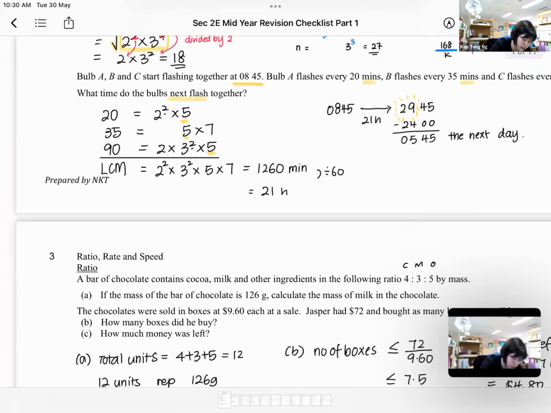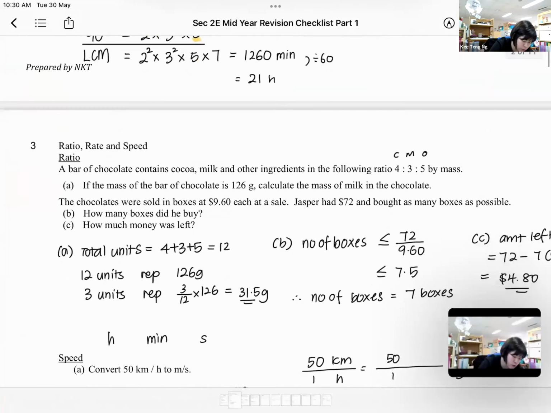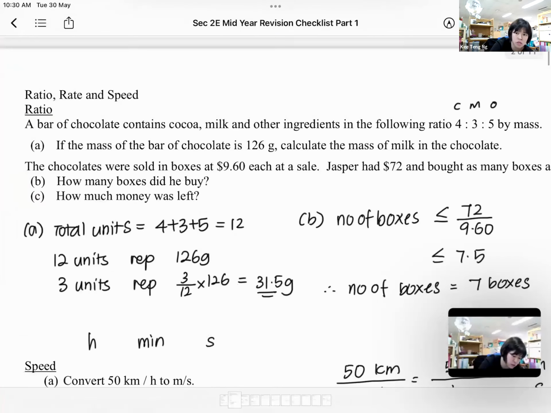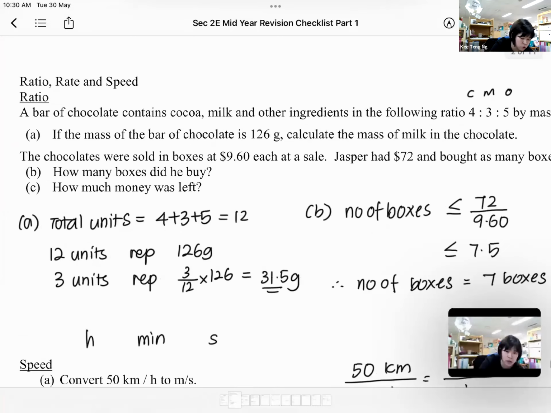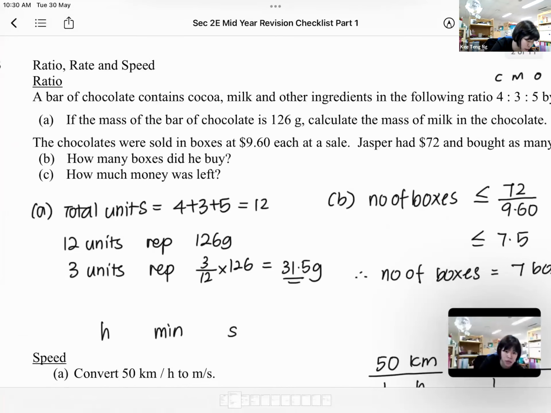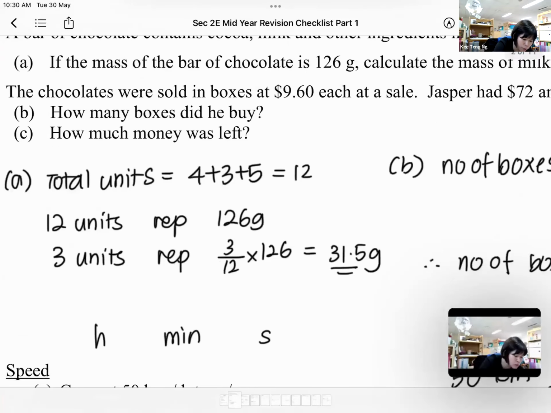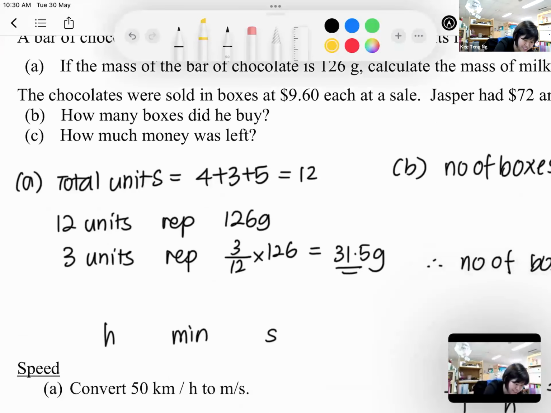Rate, ratio, rate, and speed. So this one, I think most of you can do the question. So you have 3:4:5. So I just add up the total units. Just a word of caution. What do you think I will remind you all to take note of for your presentation? Anyone know or not? Can you write an equal sign? Can you put 12 units equal to? Yes or no? Give me a symbol.